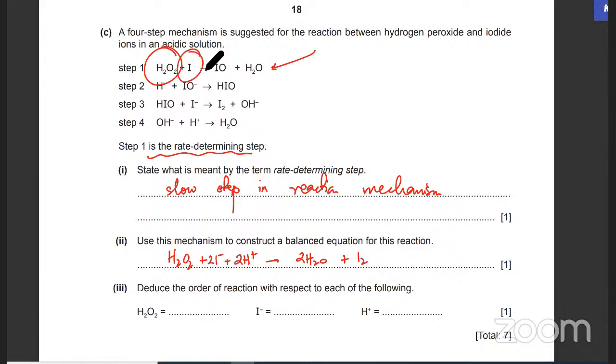H2O2 and iodide. So that's first order with respect to both, right? And it's going to be 0 order with respect to H plus 1. Okay. I'll just further do this for revision: what if step 3, let's say, is the slow step?